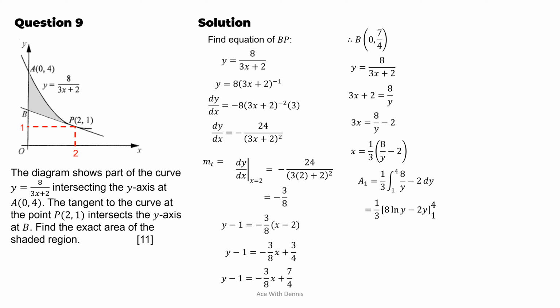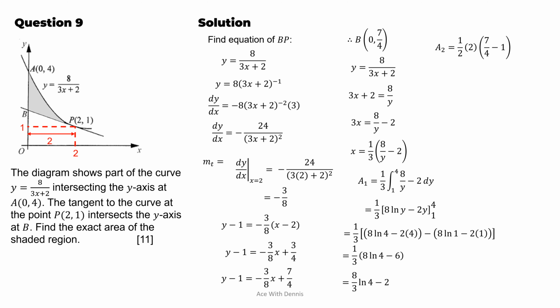So after I integrate, I get 1 over 3, bracket 8 ln y minus 2y, bounded from y, 1 to 4. Substitute the values, I get 1 over 3, bracket 8 ln 4 minus 2 times 4, minus bracket 8 ln 1 minus 2 times 1. And I get 1 over 3, bracket 8 ln 4 minus 6, which is 8 over 3 ln 4 minus 2.